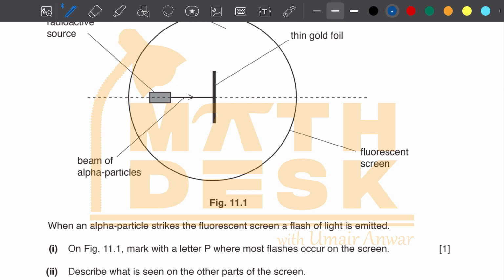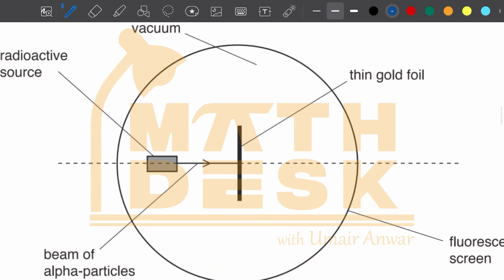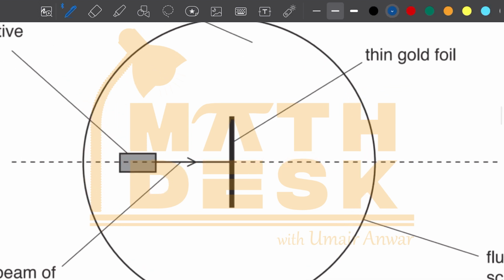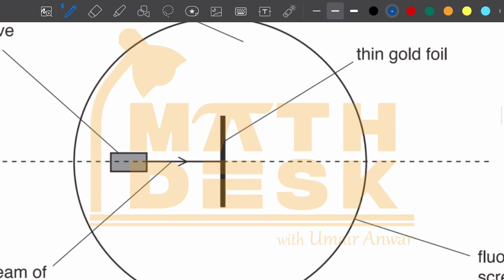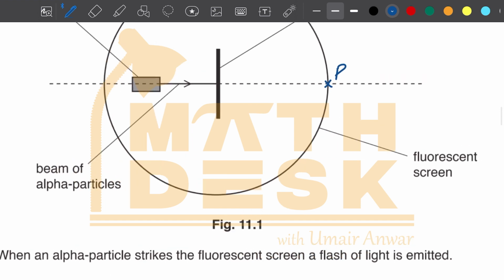On figure 11.1, mark with a letter P where most flashes occur on the screen. So we know that in this experiment, most of the alpha particles were able to pass straight through the gold foil because the atoms of the gold have large spaces amongst them. So most of the alpha particles went undeflected. So most of the flashes were seen behind the gold foil, right at the back of the gold foil.